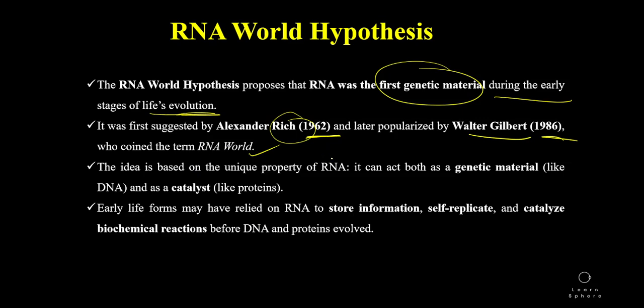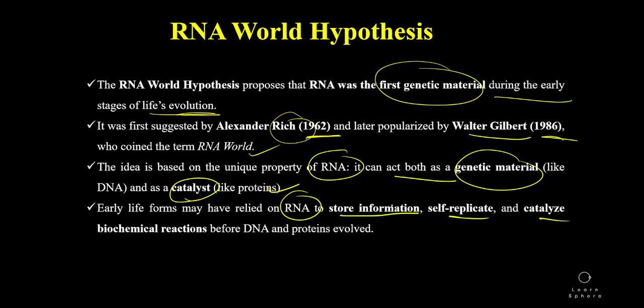This idea was based on the unique property of RNA. It can act both as genetic material and as a catalyst like protein. Early life forms may have depended on RNA to store information, self-replicate and catalyze biochemical reactions before DNA and protein evolved.